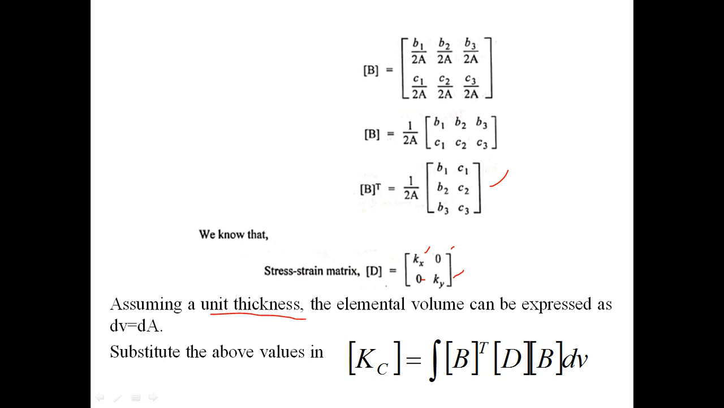Substitute the above value in Kc, the stiffness matrix for heat conduction, which is the integral of B transpose D B dV. Applying those values and solving all the terms using matrix multiplication, we get a large matrix, that is Kc equal to 1/4A times some terms.